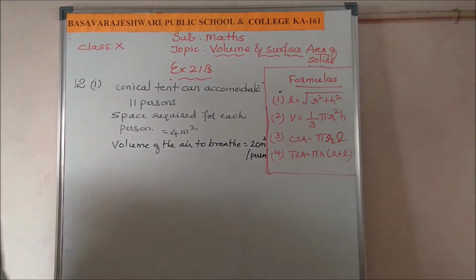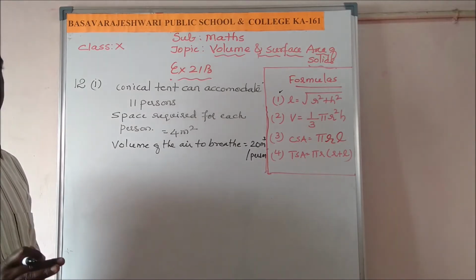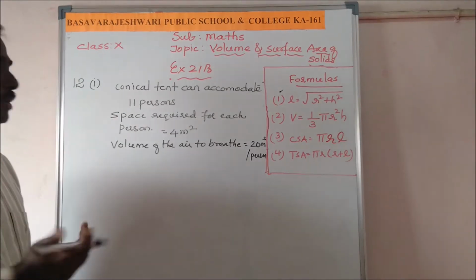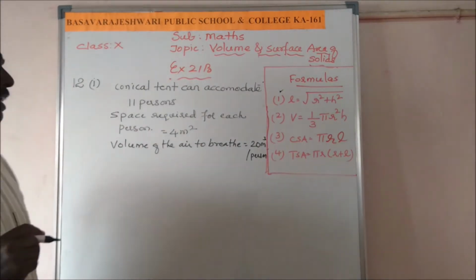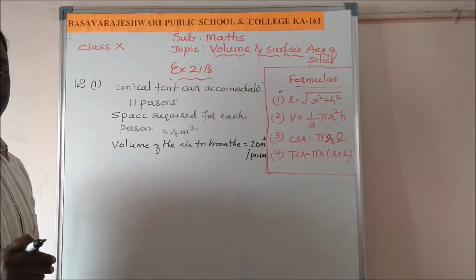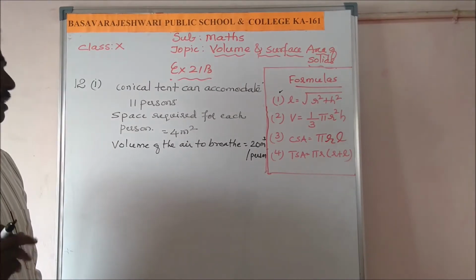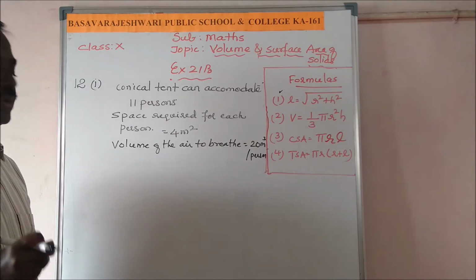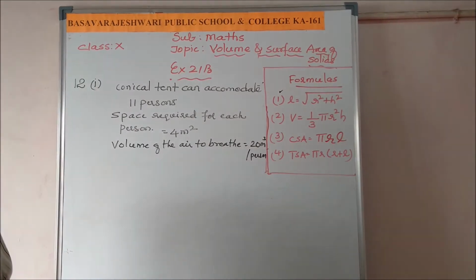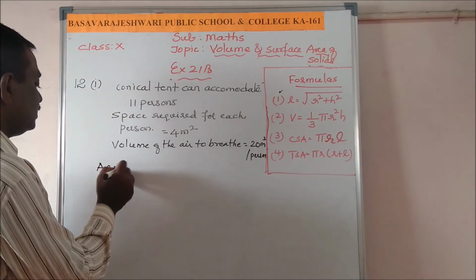In the 12th question, first one, a conical tent is there. It can accommodate 11 persons. The space required for each person is 4 meters square, and the volume of air to breathe for each person is 20 meters cube. Now we can find the area of the base.